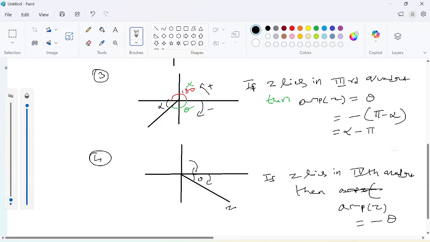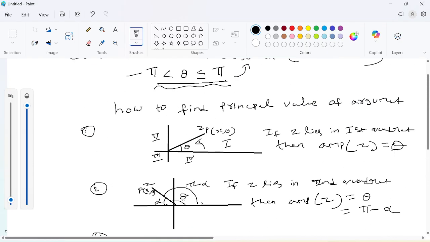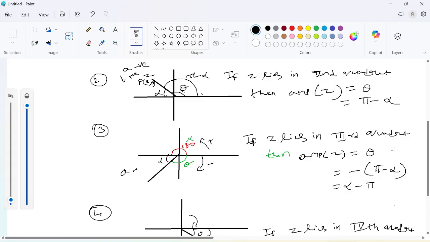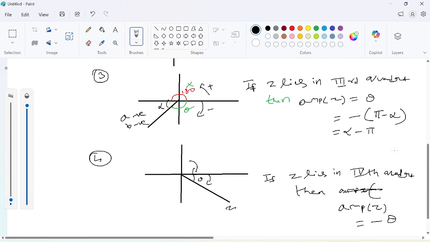So if you see here, suppose my complex number is Z equal to A plus iB. In the first quadrant, A is positive, B is also positive. Here in the second quadrant, A is negative because it is coming to the left, and B is positive. Here A negative, B also negative. Here A positive, B negative. This is how you have to do that.